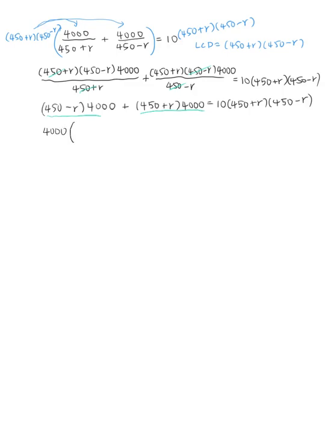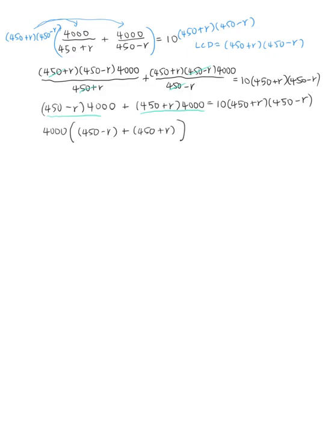4,000, and then the rest of it is going to be 450 minus r plus 450 plus r. If you didn't see it this way, totally fine. Just distribute that 4,000 and combine the like terms and you'll still get the same answer. Now, let me just try to explain what I just did here though.